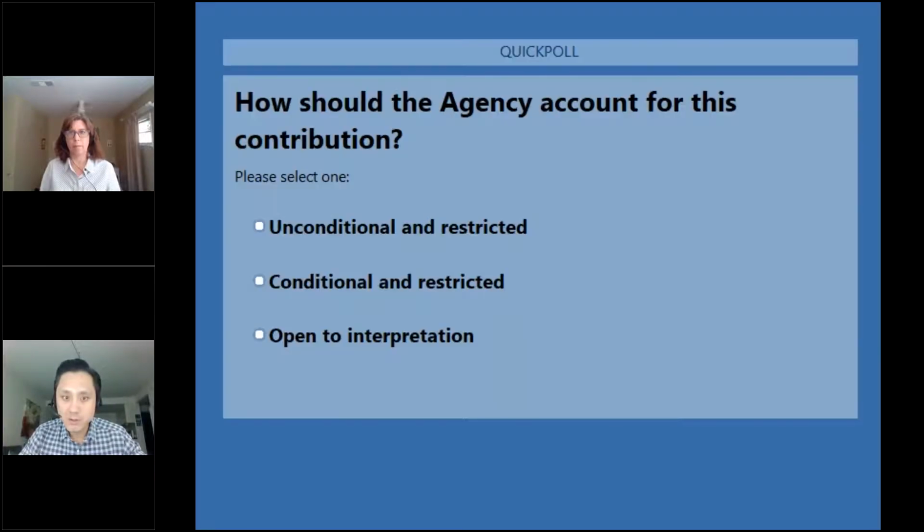I think we're ready to launch the polling question. There you go. So do you think it's unconditional and restricted, conditional and restricted, or is it open to interpretation? And again, this is an example where you have a line item budget and there's some ambiguity as to whether or not meeting that budget is a stipulation in order to be entitled to the funds.